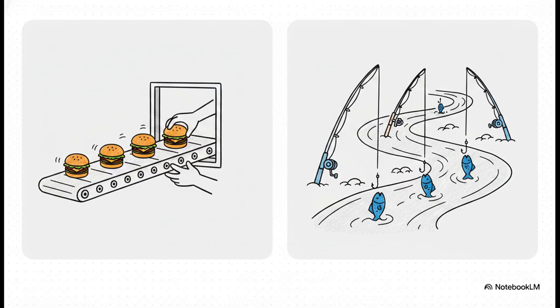Streams, on the other hand, like Kafka or Kinesis, are entirely different beasts. They are an append-only log. It's much more like a river. Different consumer groups can sit on the riverbank and catch the exact same fish, or read the exact same event, completely independently of one another, and the stream retains that history.